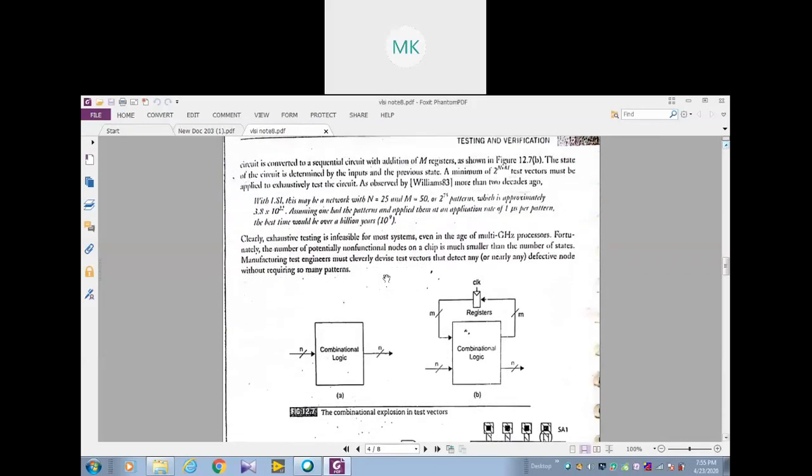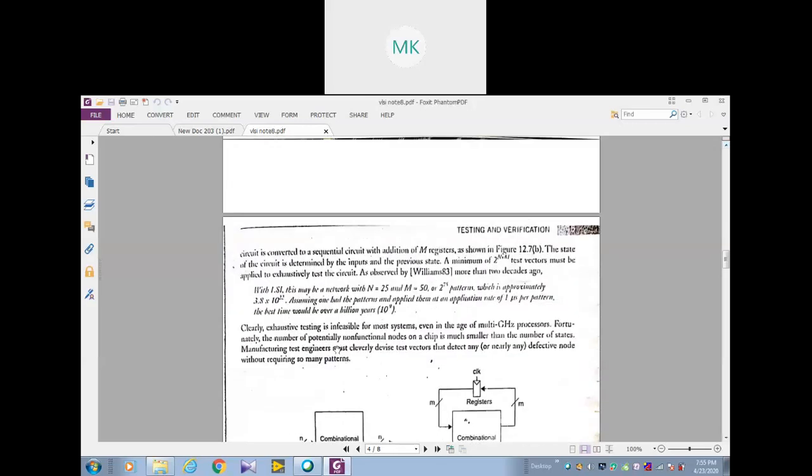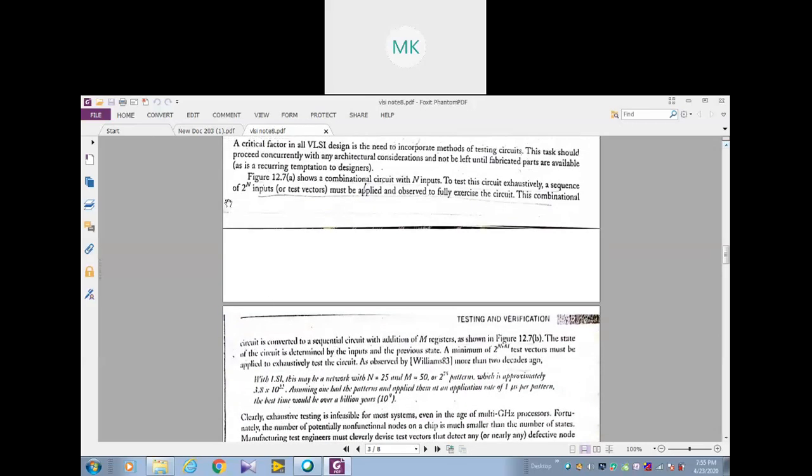In this diagram, we have a combinational logic with n inputs and n outputs. Now to check this combinational logic, I need 2 to the power of n inputs, that is, test vectors must be applied and observed to fully exercise the circuit. So to check the circuit for all the combinations, I need a total of 2 to the power of n inputs.